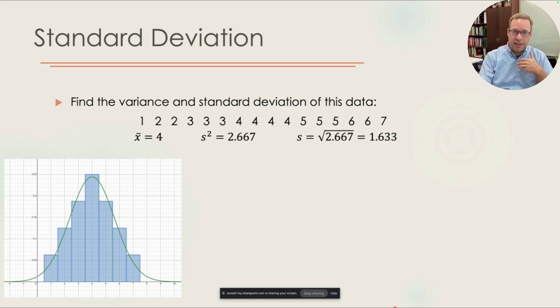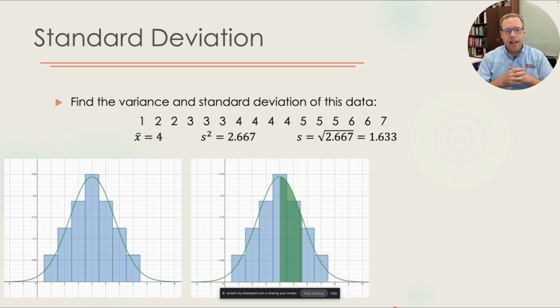But that doesn't get us any closer to interpreting what it means. Okay. And really, it's going to take a couple of videos to get a better picture of the meaning. But let me do my best here. All right. This is the same figure, but this time I've highlighted the region between the mean and one standard deviation above the mean. So the width of that green region, that is one standard deviation.